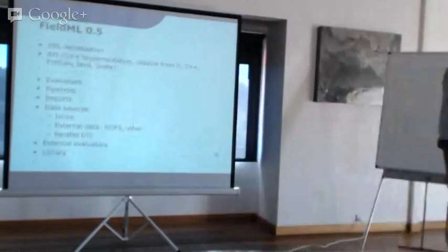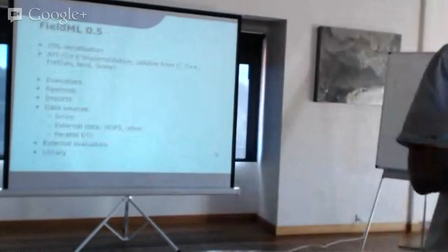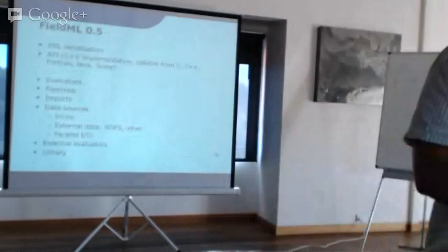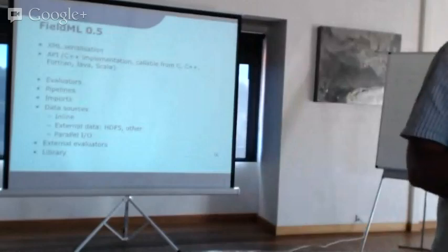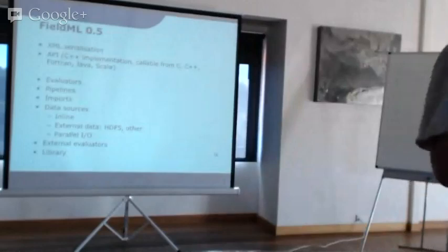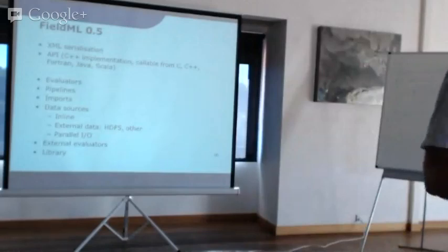Essentially, the idea is that a 0.5 model consists of evaluators, and each evaluator takes some numerical input, does some processing on it, and results in some numerical output. The CellML file itself doesn't actually do that, it just represents that the software should do that. Okay? And these evaluators get connected up one after the other, so that the data basically flows through a pipeline, and that's how you define your fields. So essentially you are building up more complex fields from very small subunits.